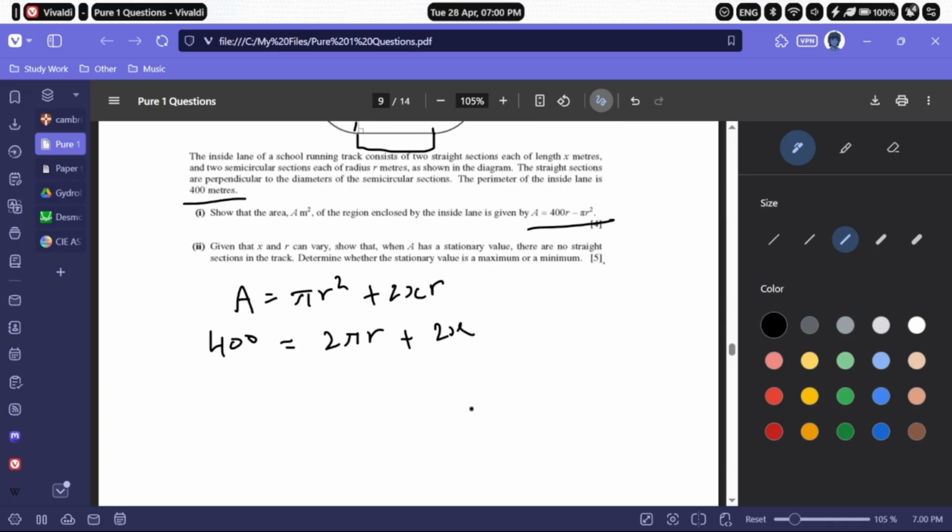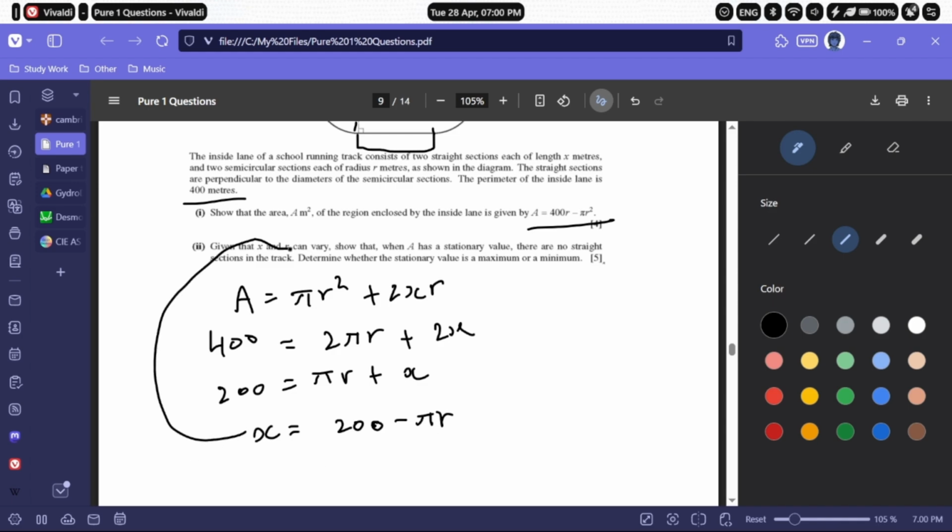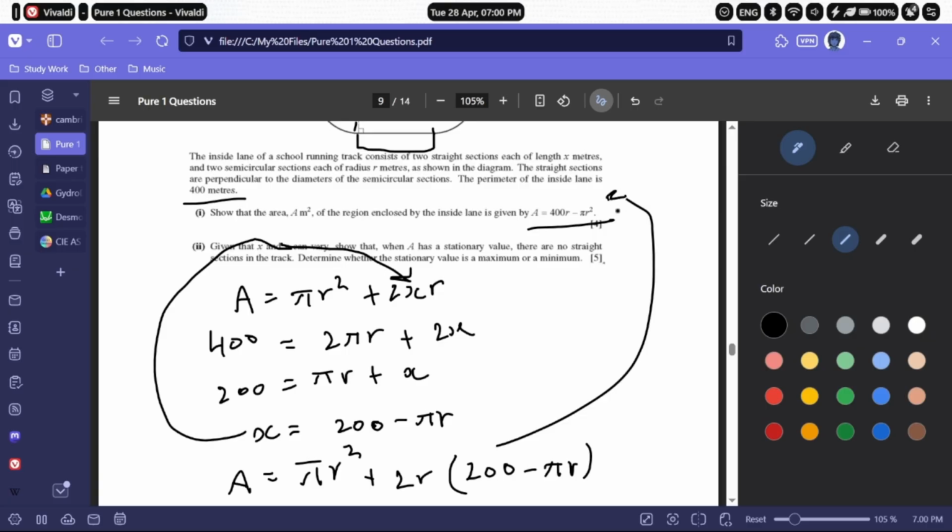Now you just divide by 2 if you want to make it simpler. So pi r plus x, take pi r to the other side. So x is 200 minus pi r. Now take that thing, shove it over here, and then you get pi r square plus 2r times 200 minus pi r. That gives you your final answer. I'm not going to simplify this, but that basically gives you this thing. A lot of straight lines. Anyway.